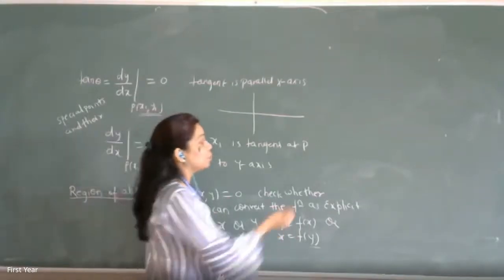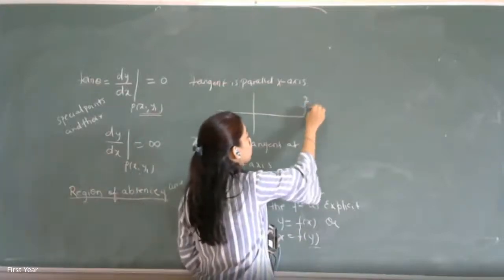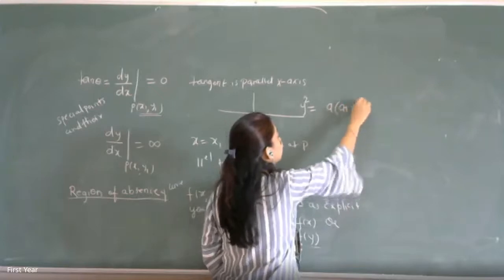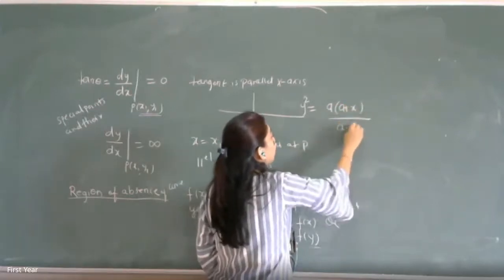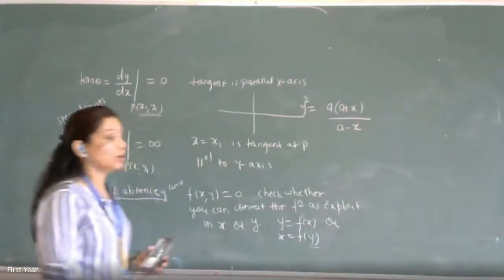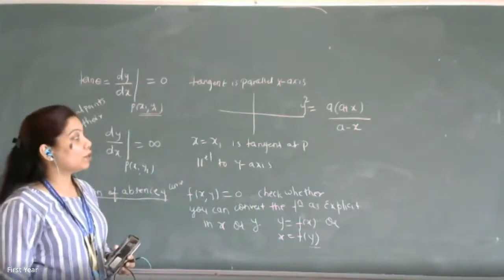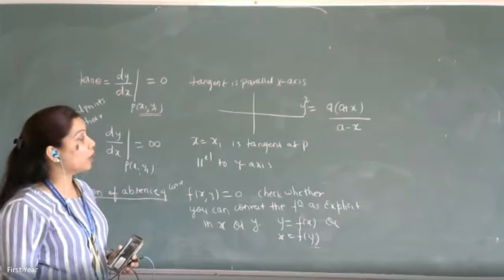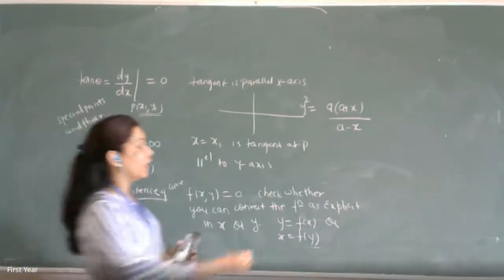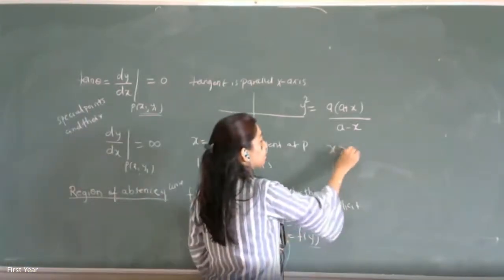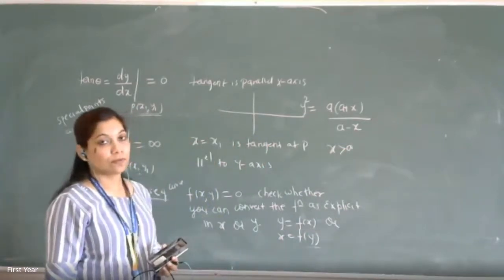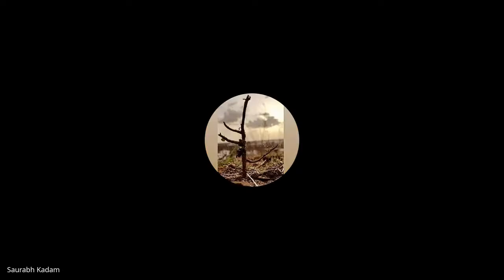For example, suppose you have y square is equal to a into a plus x upon a minus x. Suppose this is your equation. Then what is going to happen for x greater than a? Y square is equal to negative.